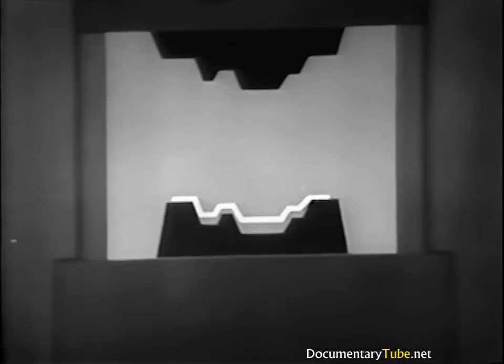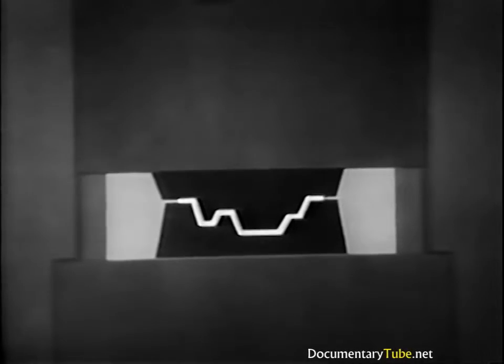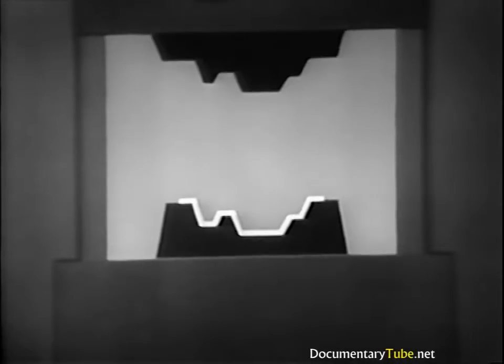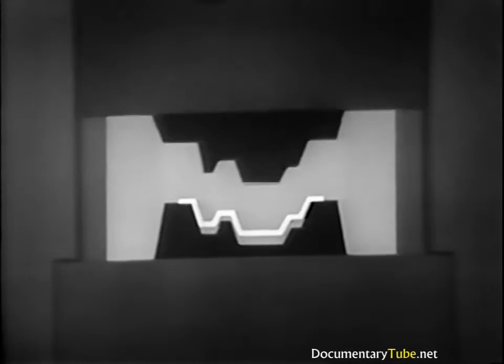For parts having deep draws or sharp corners, a series of blows may be necessary, involving the use of a set of progressive dies. The effect of hammering is to stretch the metal in one direction and to compress it at right angles to the stretch.